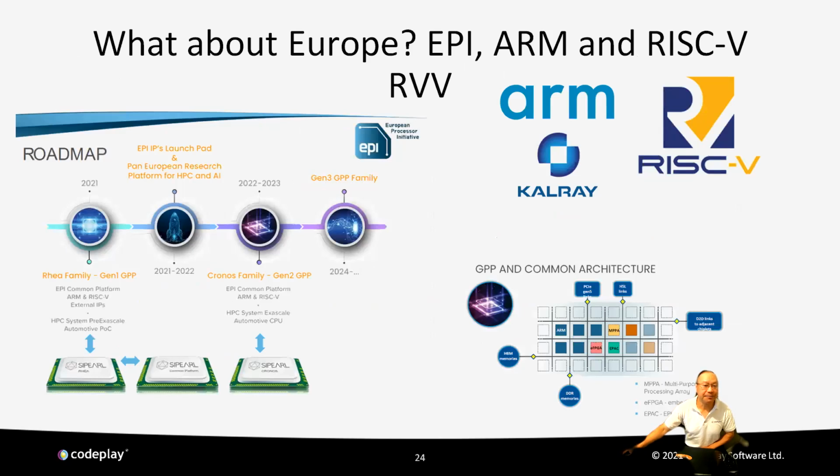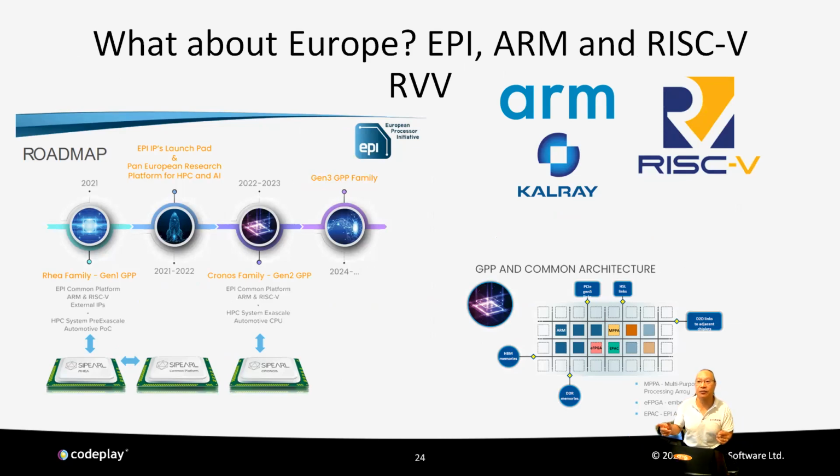What about Europe? Well, the European Processor Initiative aims to create a new family of low-power European processors, primarily aimed at high-performance computing, the first of which is slated for 2021. The first family, codenamed Rhea, will come to market in 2021. It will contain ARM, RISC-V, and external IPs.